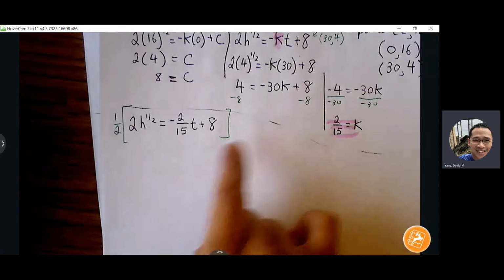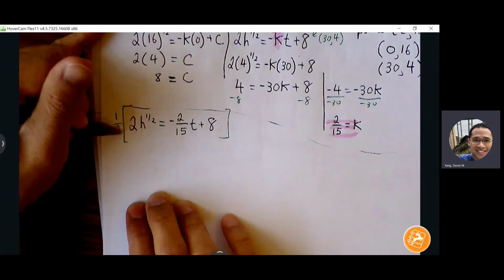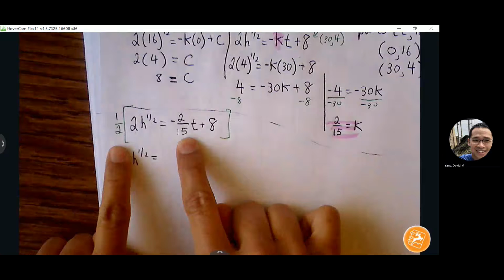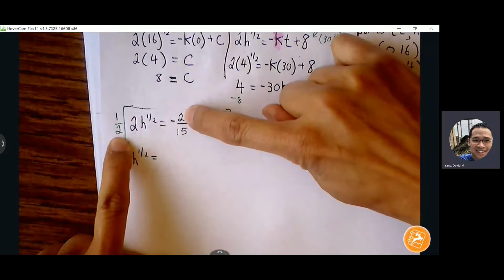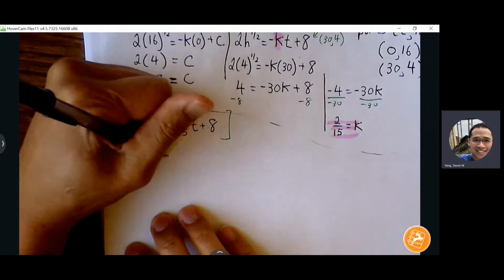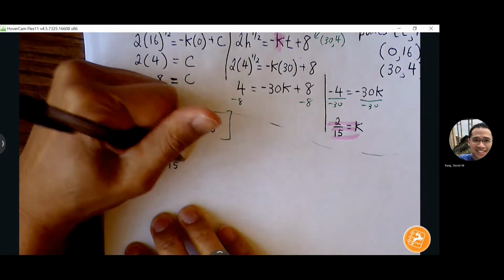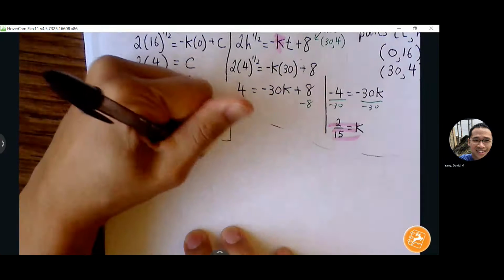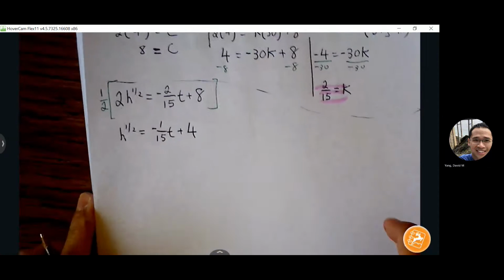So multiply everything through by 1/2. 1/2 is going to do the job of eliminating the 2 from the left side. Okay, 1/2 times negative 2 over 15. The 2's can cancel out. We're left with negative 1 over 15 t. And then 1/2 times 8 is 4.